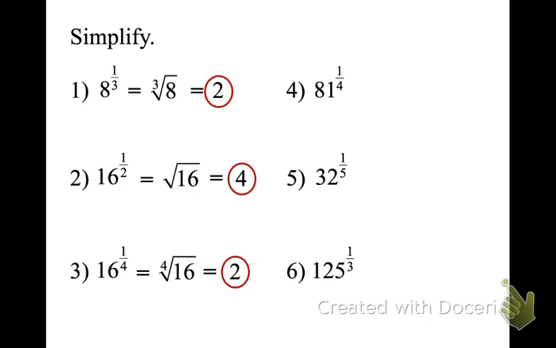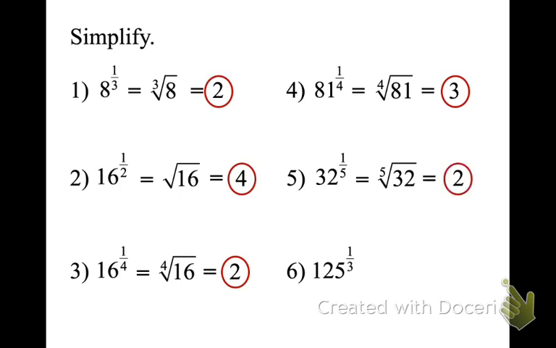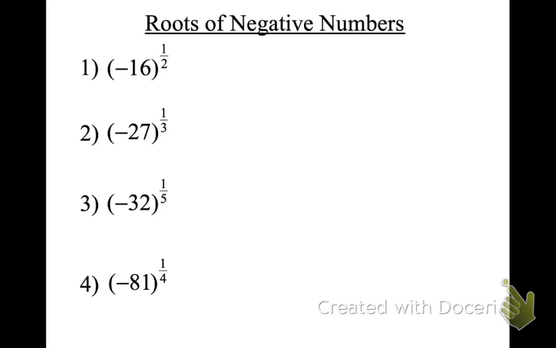All right, let's check our work. The fourth root of 81 is a 3. The fifth root of 32 is going to be a 2. The cube root of 125 is a 5. Usually they're going to be low numbers, especially if I put it on a test.